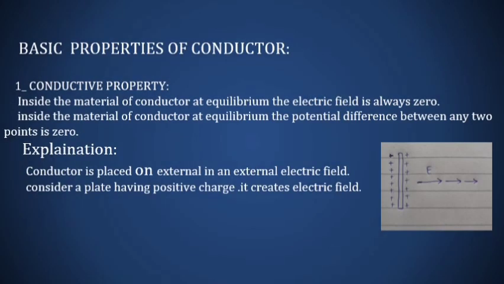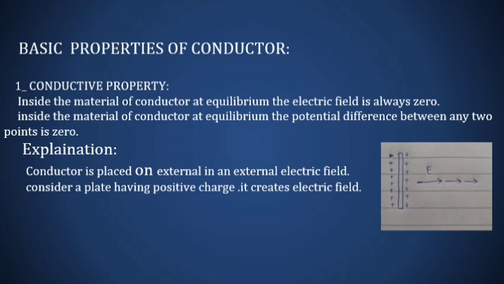Now we will read basic properties of conductor. First one is conductive property. Inside the material of a conductor at equilibrium, the electric field is always 0. Inside the material of conductor at equilibrium, the potential difference between any 2 points is 0.